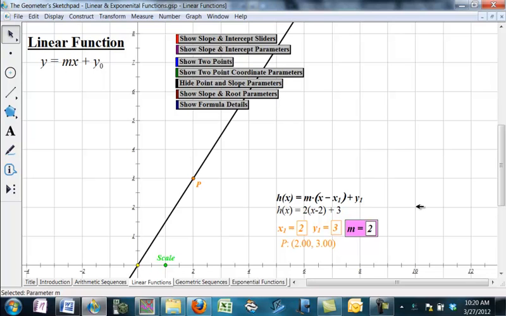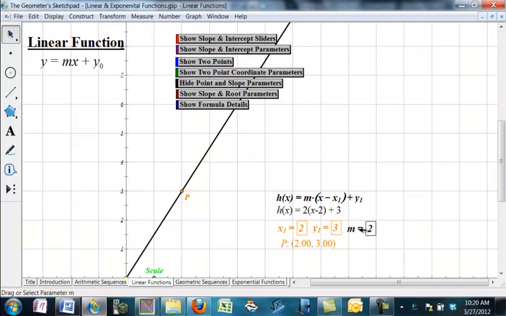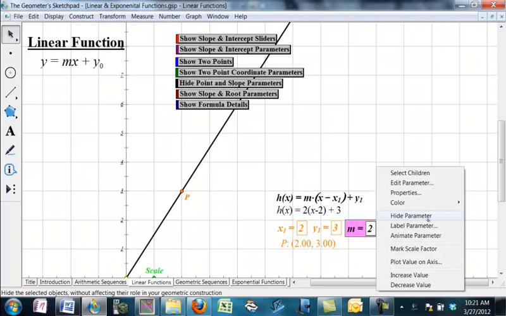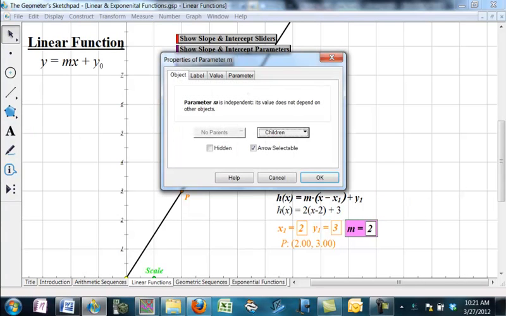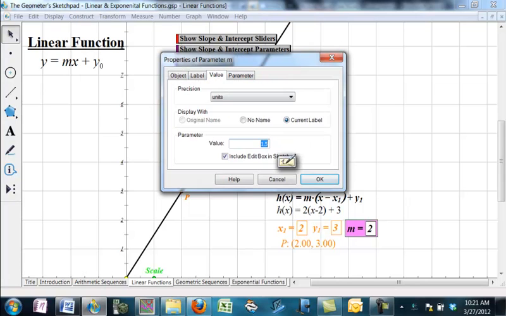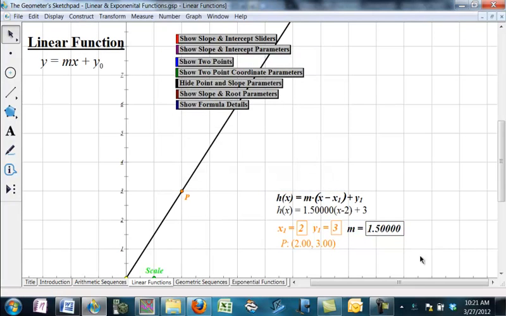Okay, this is okay. I see what we got. We have a little problem here. I need to make this where it shows more. It looks like the slope is 2, but it's not. We'll fix that. There we go. Now that looks better.